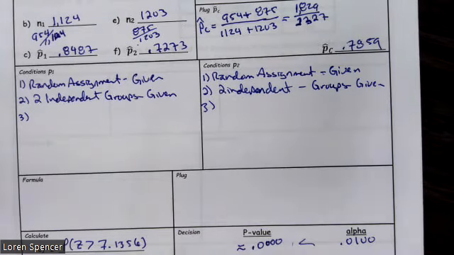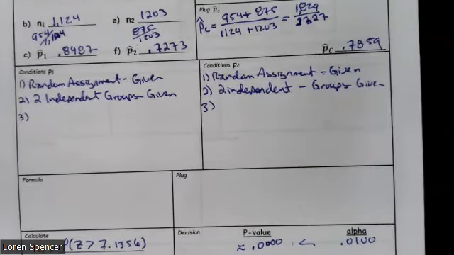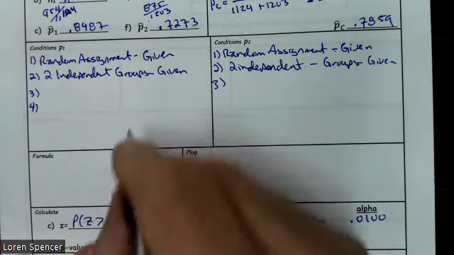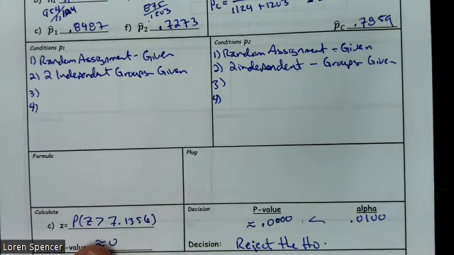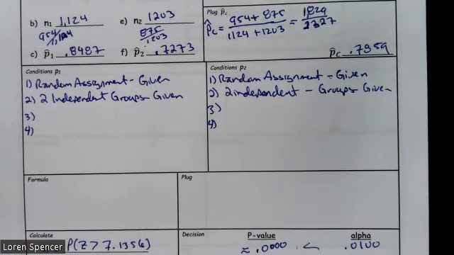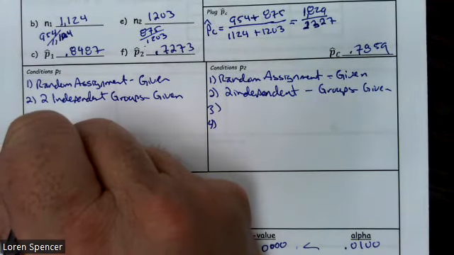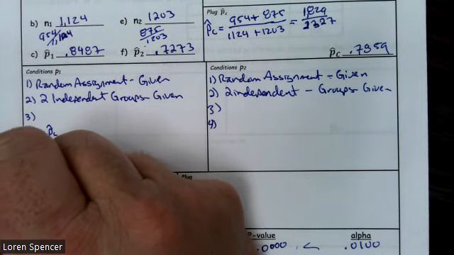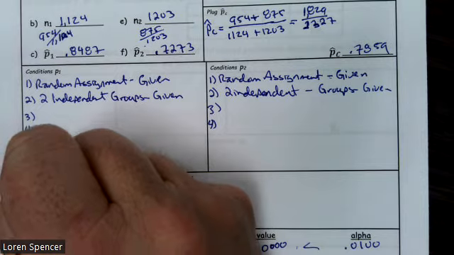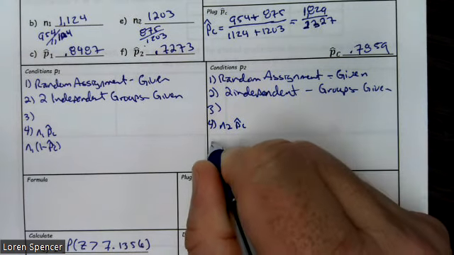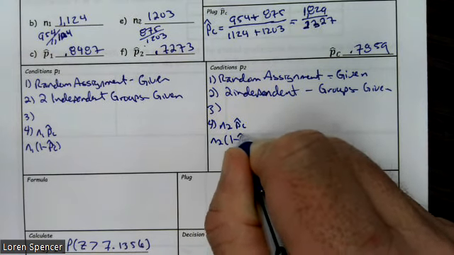Number 3, that's the n is less than 10% condition. We don't have to do that because we have random assignment, but I'm going to go ahead and write that there's a number 3 just so that we don't forget that existed. Now what we need to do is normality. Normality for the hypothesis test is different than the confidence interval. For the confidence interval, it's N1 times P hat 1, but here we have to use P hat C. So N1 times P hat C and N1 times 1 minus P hat C. Over here, N2 times P hat C, and then N2 times 1 minus P hat C.